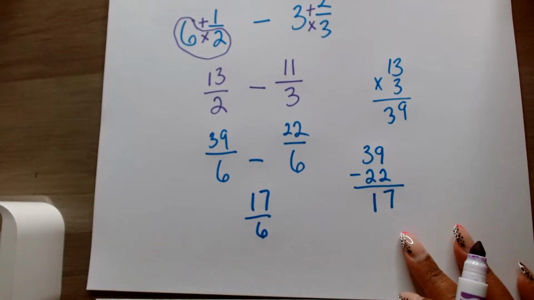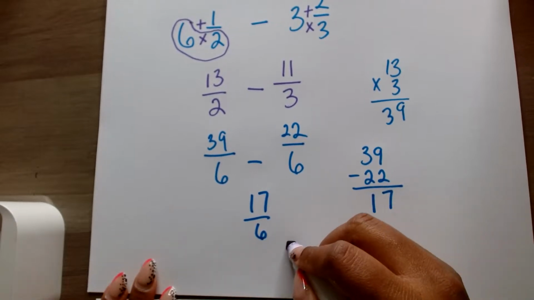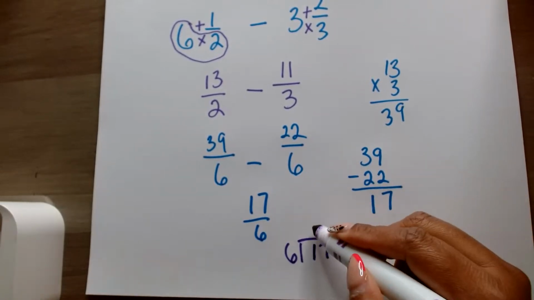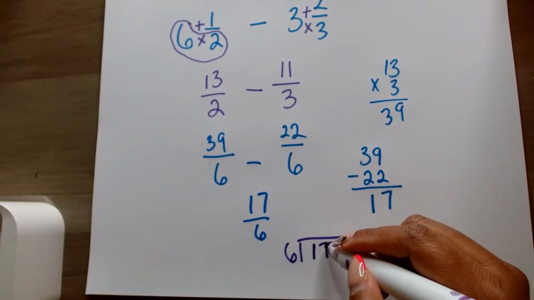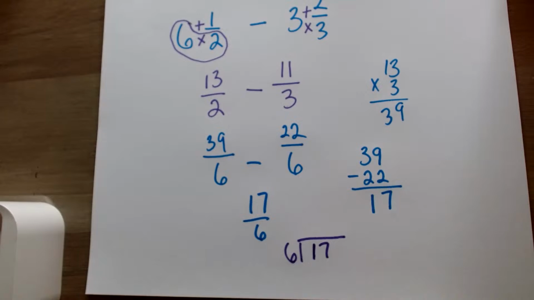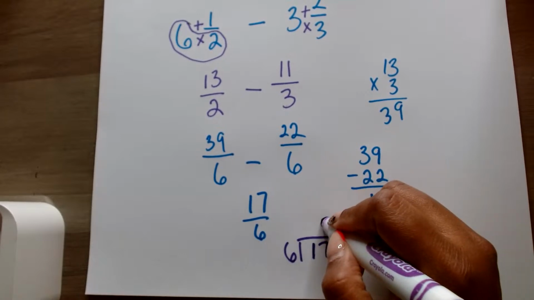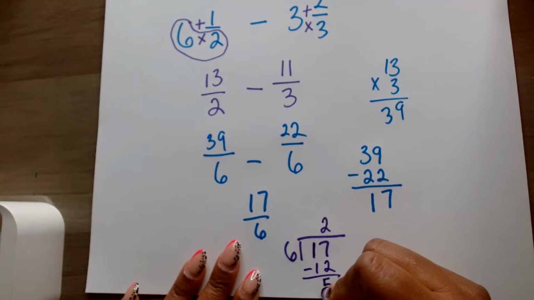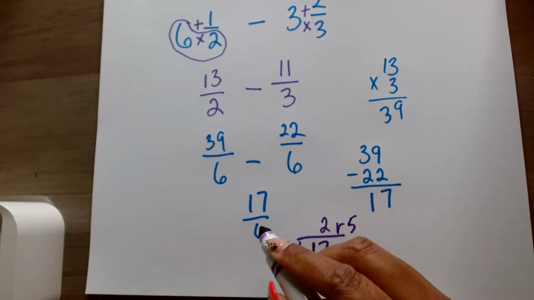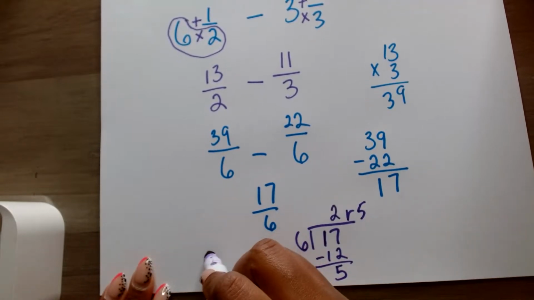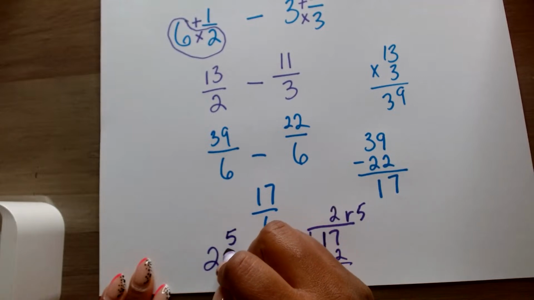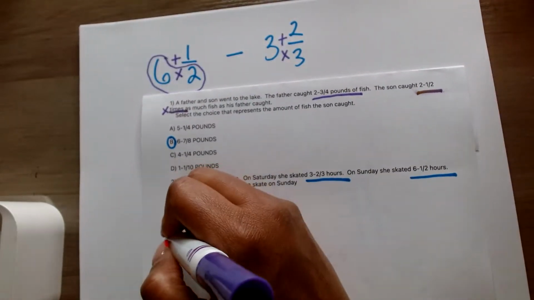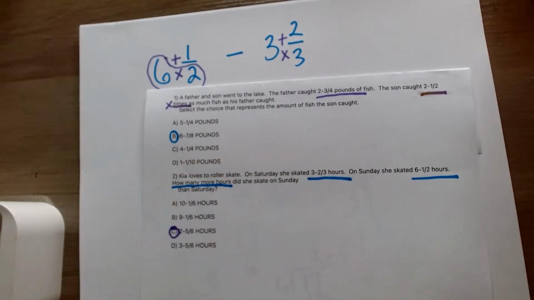And so like we did the last time, we are going to divide. So 6 divided into 17. What multiplies by 6 that gets us really close to 17? It will be 2, which is 12. And we have our remainder of 5, which we will put back over our fraction. So we get 2 and 5 over 6, which is our answer choice C.